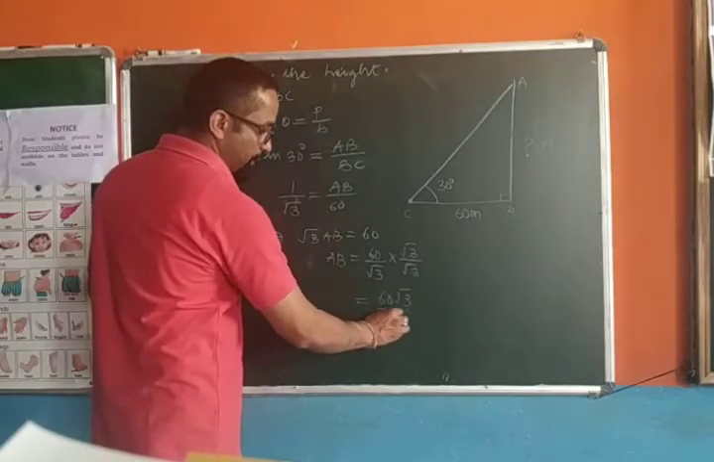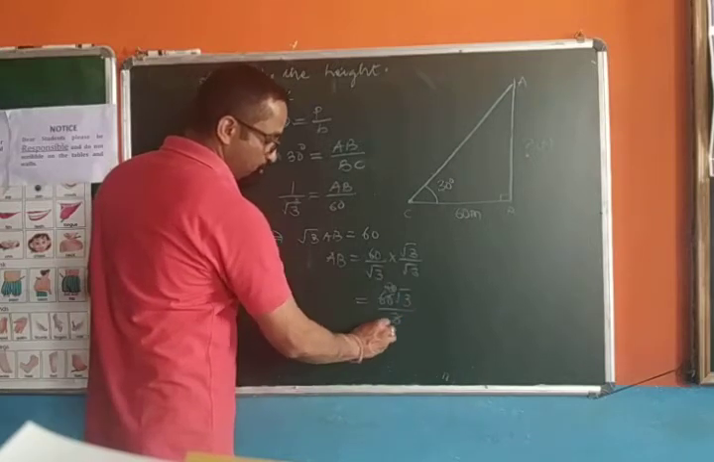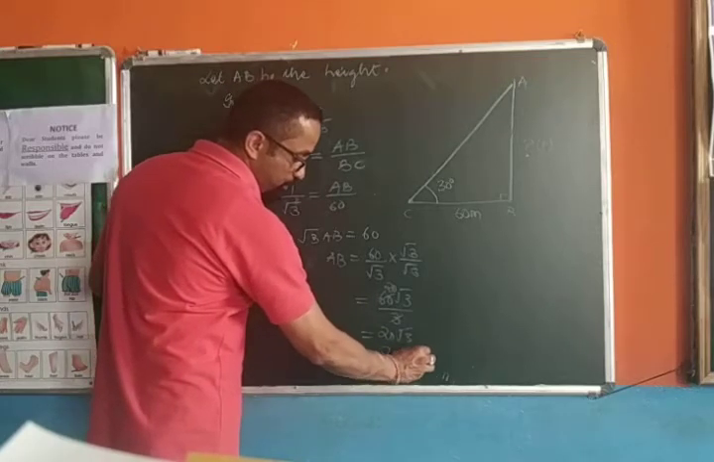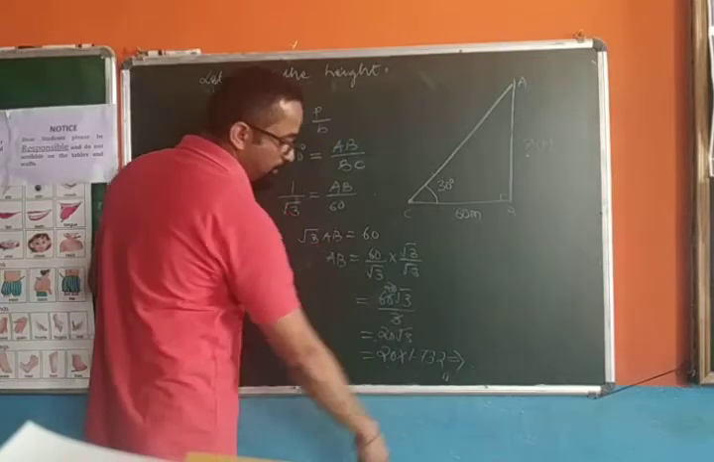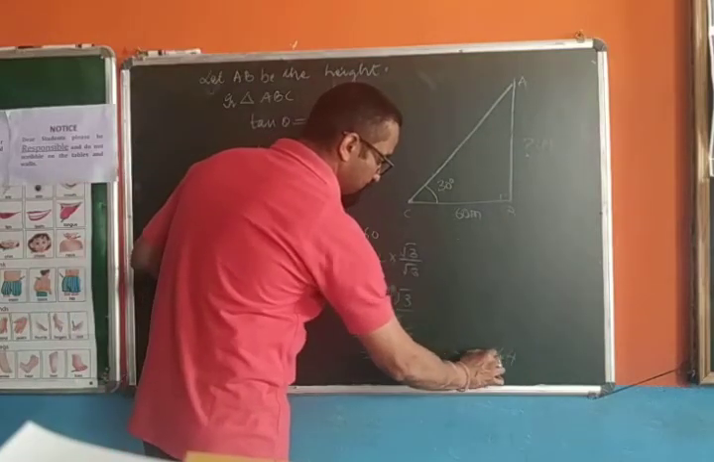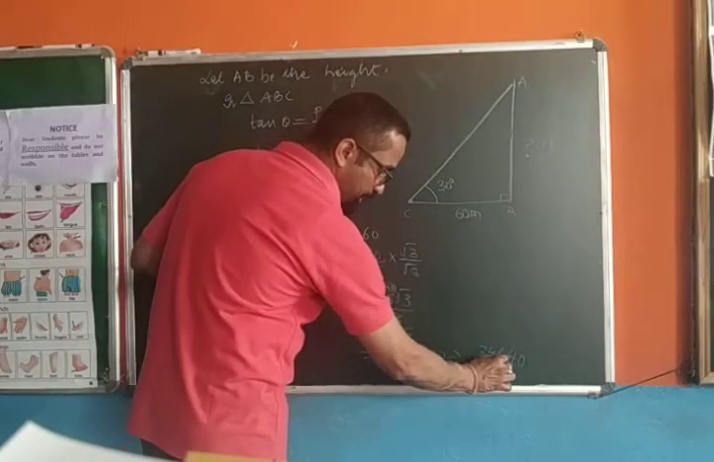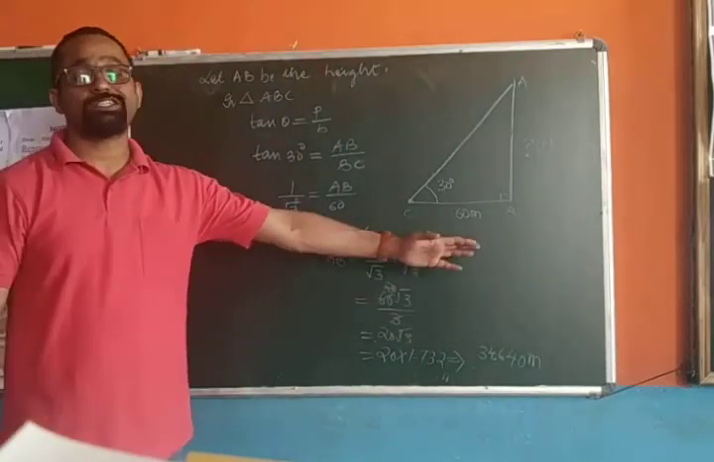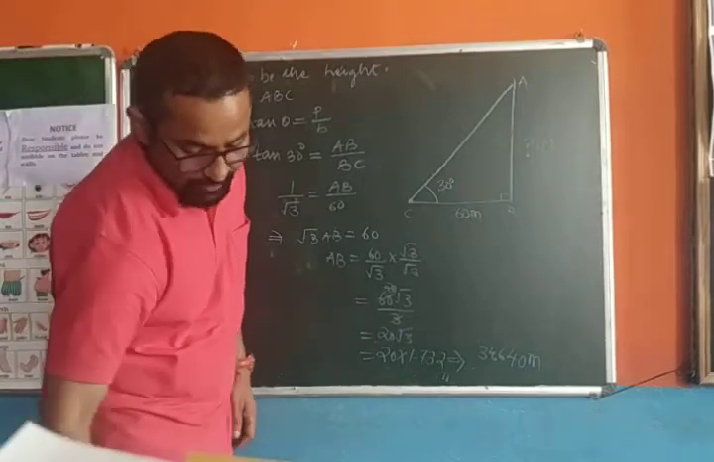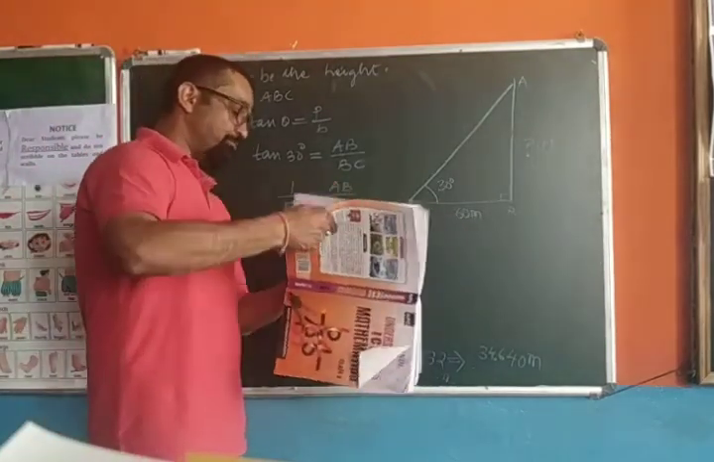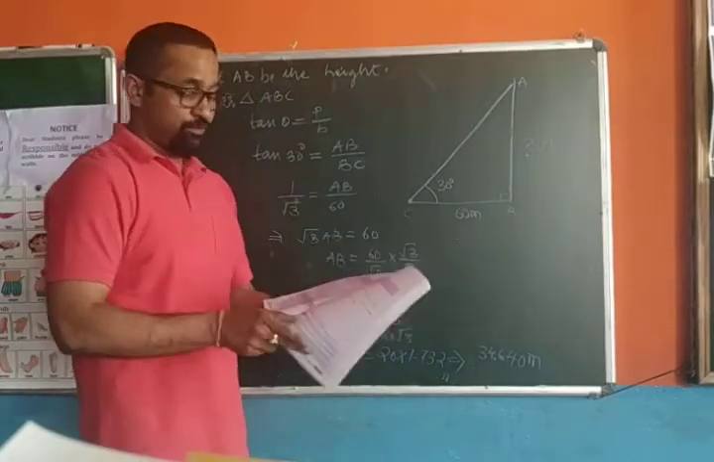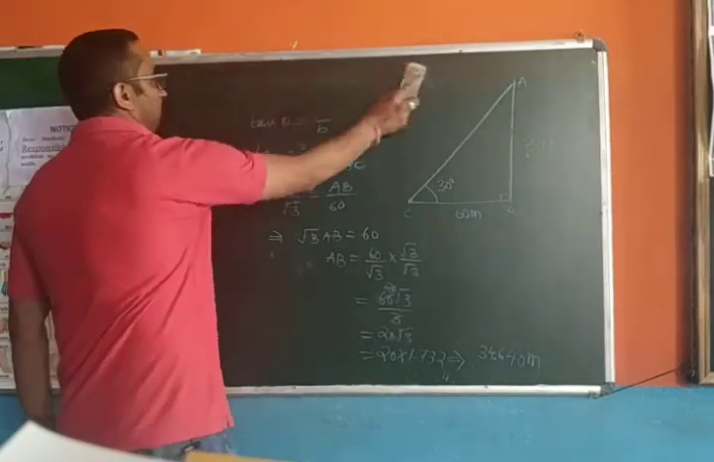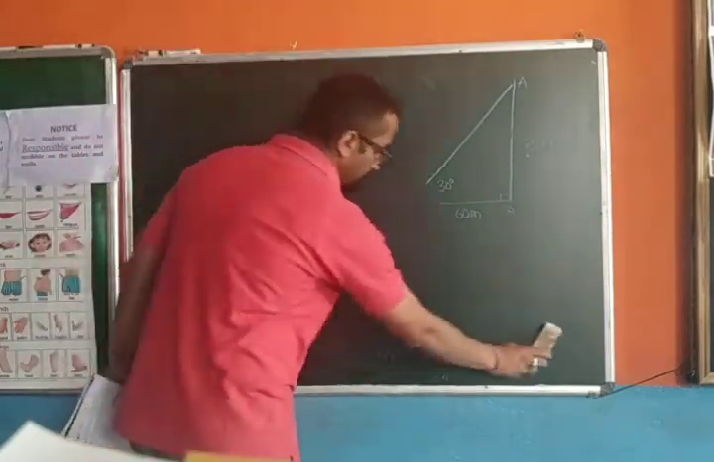60√3 divided by 3, 20 times. You get 20√3. Now substitute 20 into 1.732. Multiply this, you get 34640, put the decimal, meter. The height of the tower is 34.64 meter. I'll do a similar sum. Please do practice from the exercise using the values given.